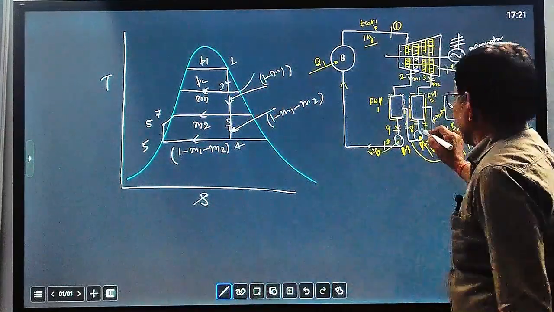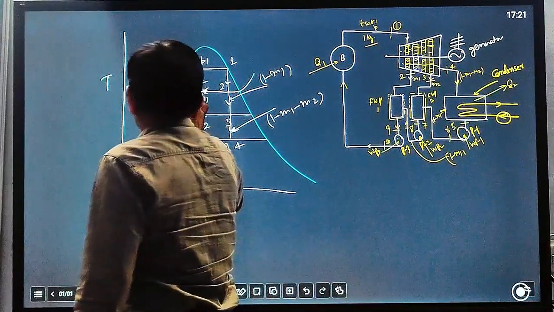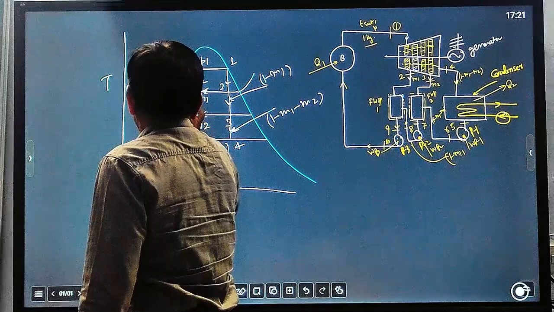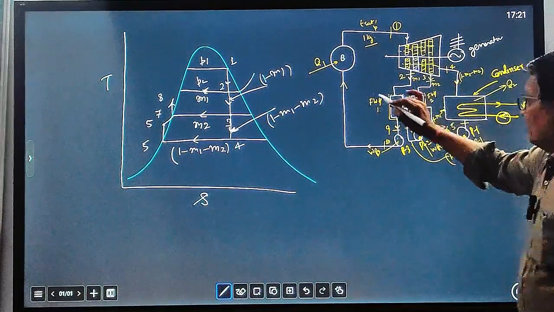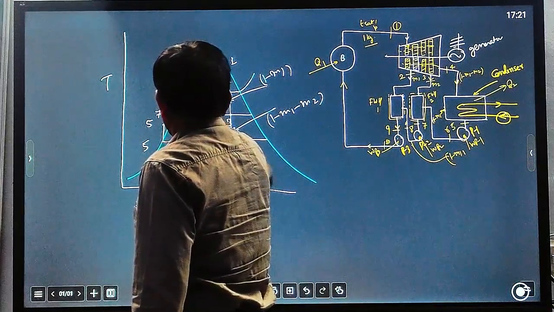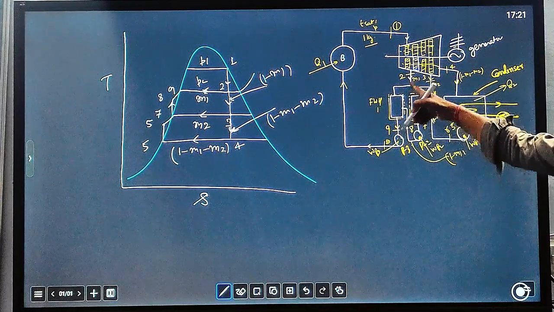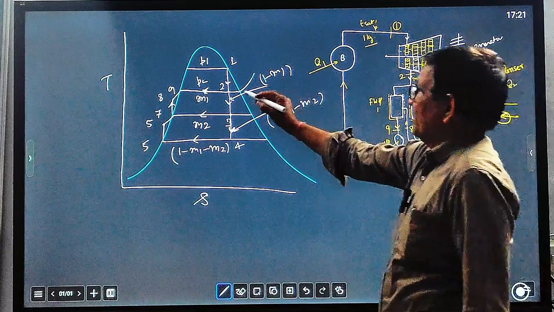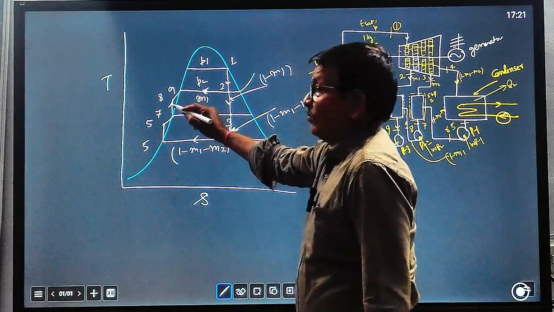Again this is pumped back from 7 to 8. When we reach 8, M1 quantity is again mixing here, and from 8 we reach 9, because M1 quantity of steam is mixing with the 1 minus M1 quantity of the water.